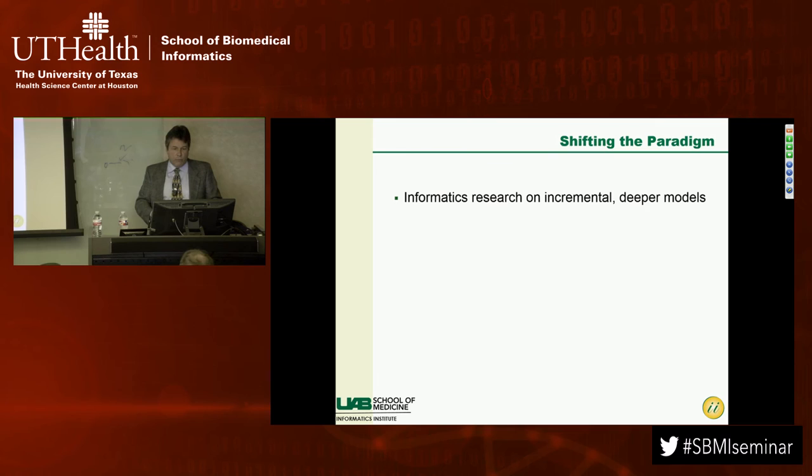And we can do this. We're going to need informatics research to develop new models. We're going to have to do it incrementally. We're not going to do it all at once. We're not going to sit down for 20 years, like the psych project or something, and think up another Texas thing.